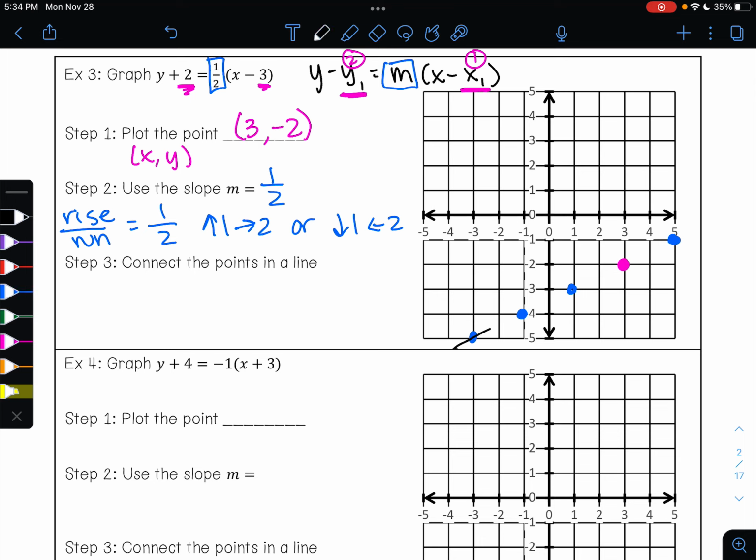Once I have those points, I am going to connect them in a line, and I'm going to make sure that I use my arrows on either end.